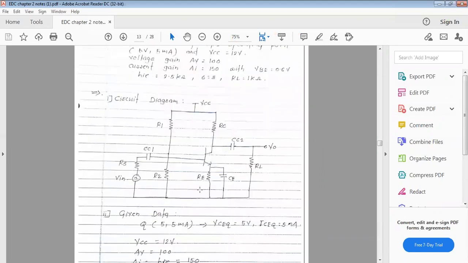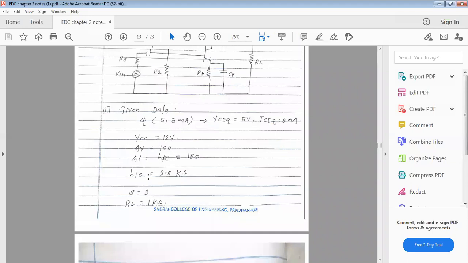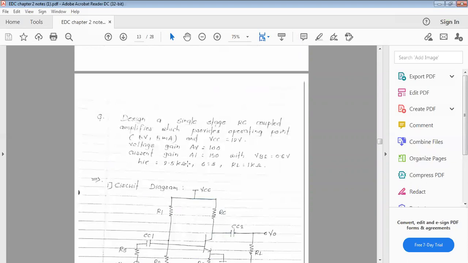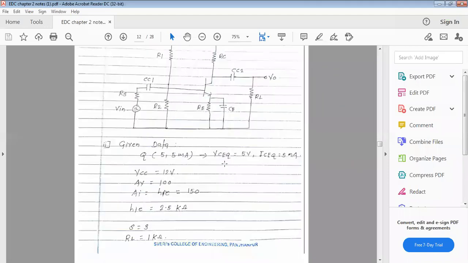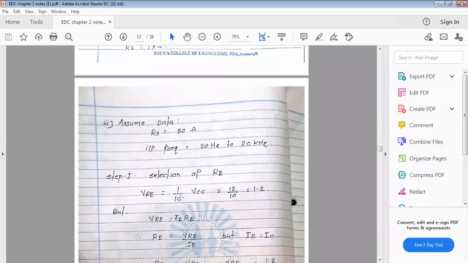See this diagram, we have to find out the value of each and every component. So one by one we have to start. See RS, whether they have given the RS value. No. If RS is not given, then we have to assume that one. So assume RS is equal to 50 ohm. Why 50? Who tells us to assume RS as 50? See here, this line, assumption: source resistance is equal to 50 ohm. So accordingly, we have to assume the value of RS as 50 ohm.